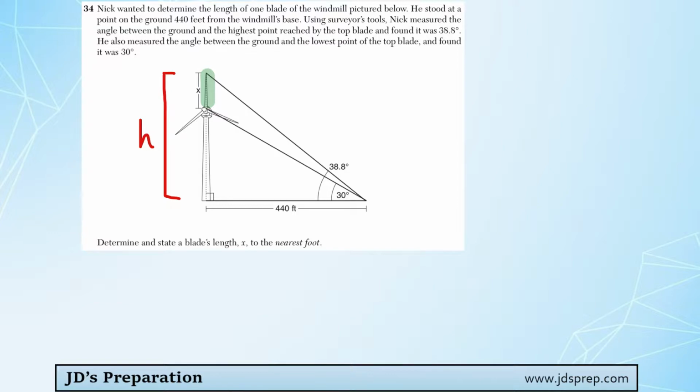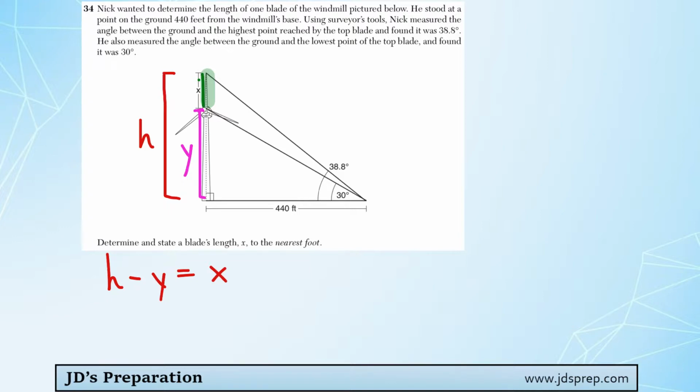And then we're also going to need to calculate the length from the center of the windmill down to its base, and we'll label that as y. So in order to find that distance of x, we're just going to calculate h minus y to get that distance of x. So we're going to be utilizing some trigonometry here to help us.